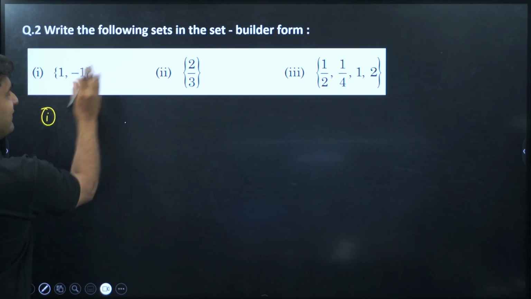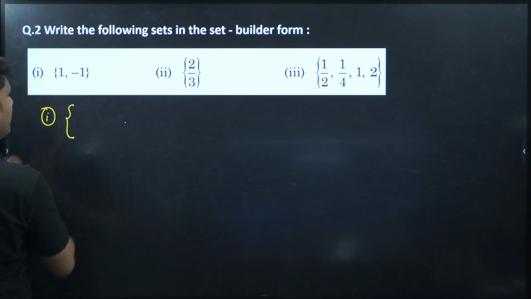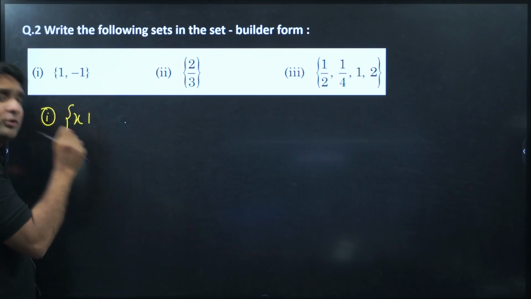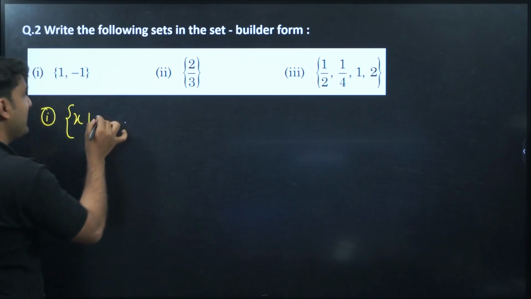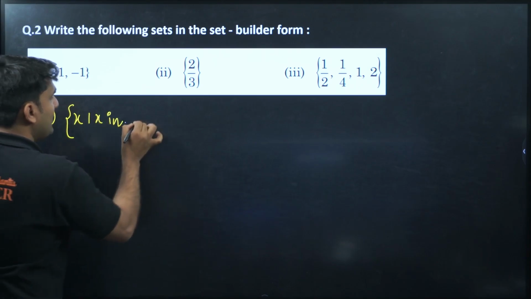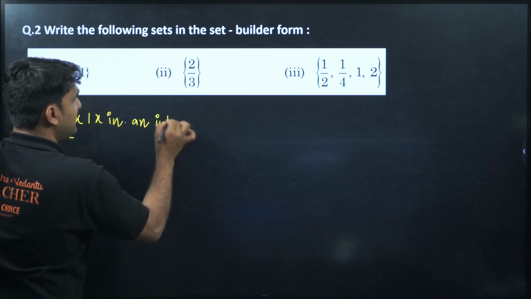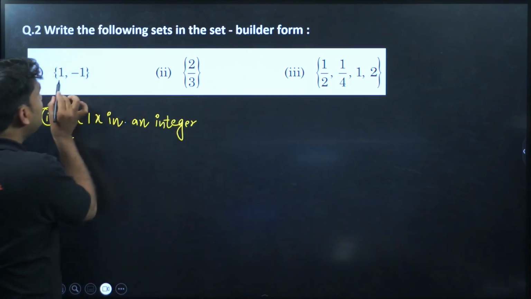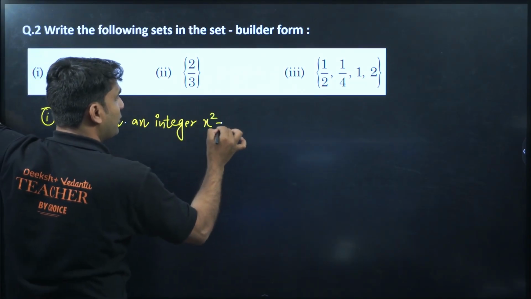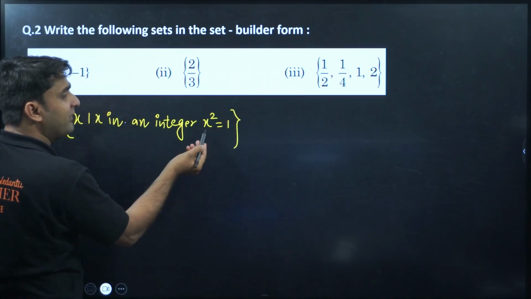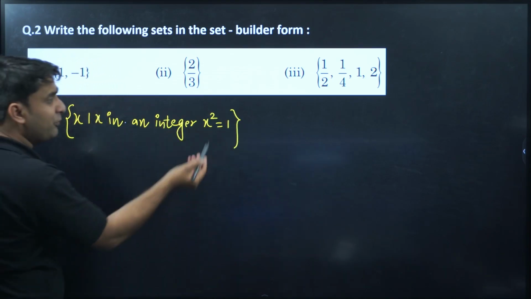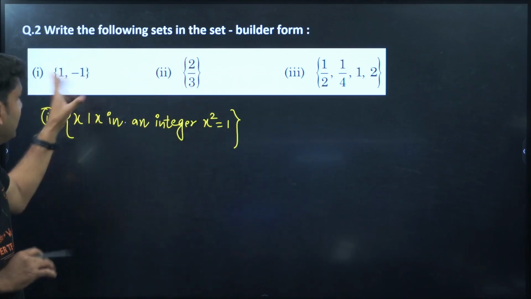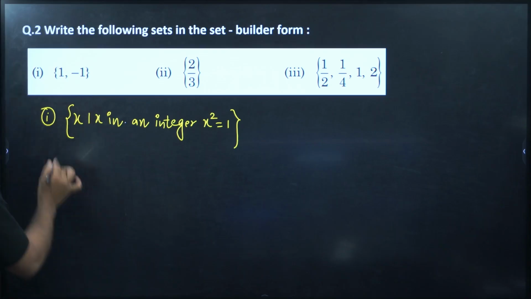So this is set given here, 1 comma minus 1. So set builder form will look like x such that, for such that we can use vertical line or 2 dots, both are same. X such that x is an integer. Yes, because positive 1 and negative 1 is there. X is an integer, and here can you see this is x square is equal to 1. If you put here positive 1, square will be 1. If you put here negative 1, minus 1 square will also give you 1. So this will be the set builder form for the given roster form. Clear? Moving ahead, second question.